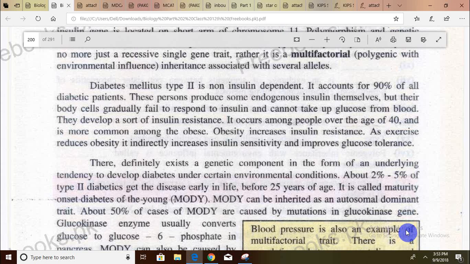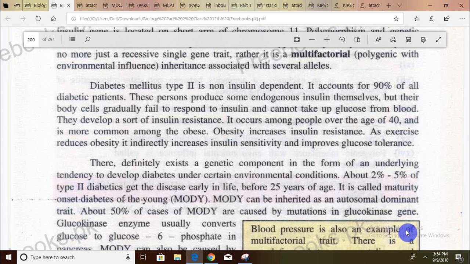Now about 10 MCQs might come from this, and not all of the topics I will be telling you have yet been tested, but there is a chance because this is a very risky playground we're in. There definitely exists a genetic component because it is multifactorial, in the form of an underlying tendency to develop diabetes under certain environmental conditions, right? Like if you're eating too much or there is an infection, whatever.